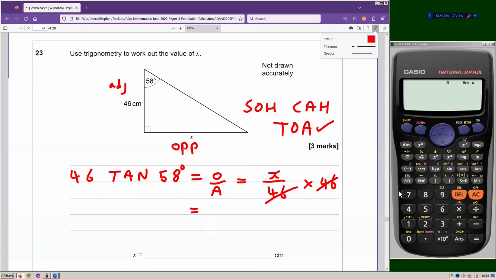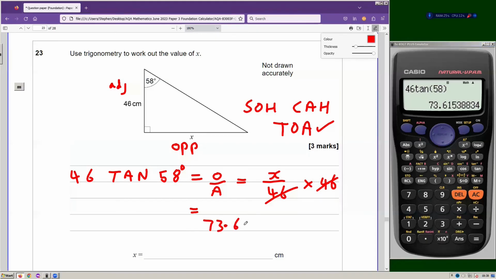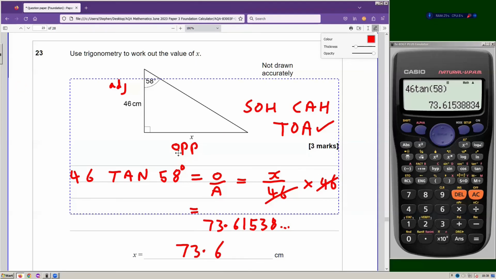And we just do it like this on the calculator. We put it straight in like this. 46 tan, don't need a multiplication sign. The bracket opens, 58. I always close the bracket. It probably wouldn't matter, but there's our answer. And I'll put the whole thing in, and we'll round it up to 73.6. Okay. I think that should be good enough.